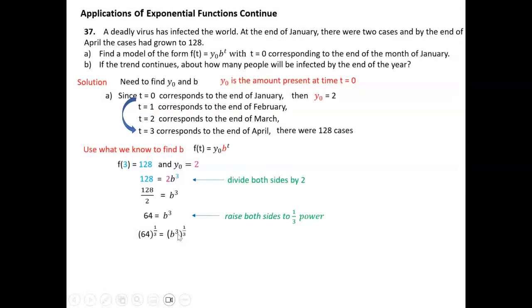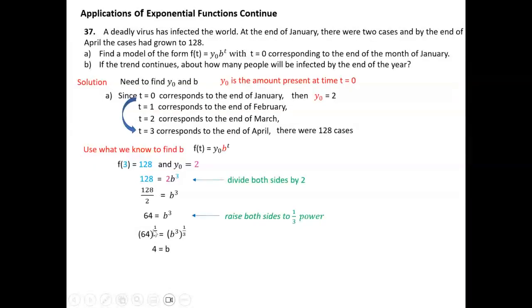Now here on the right, we apply the power rule. A power to a power, we multiply the powers. This will give us b equals 4, because 64 to the power of 1/3 is equal to 4. Okay, now how do we know that? You can convert it from exponential to a radical, or you can use your calculator.